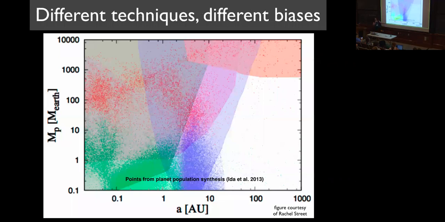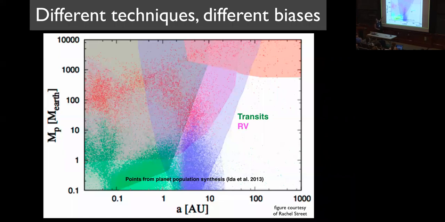Here we have the same parameter space. The points are from another planet population synthesis. The curves that you can see here correspond to different planet detection techniques. So in green, we have transits here. The edge of this is basically how long the transit survey went for, and then this is the kind of period-dependent completeness effect that we were just talking about.